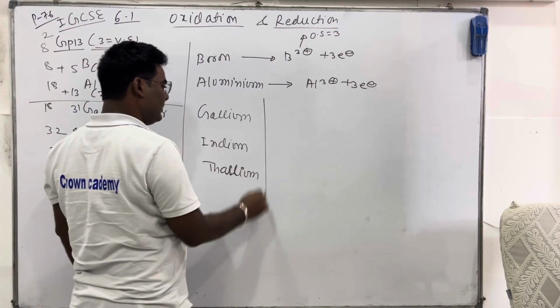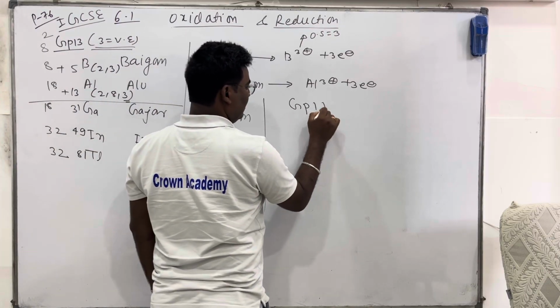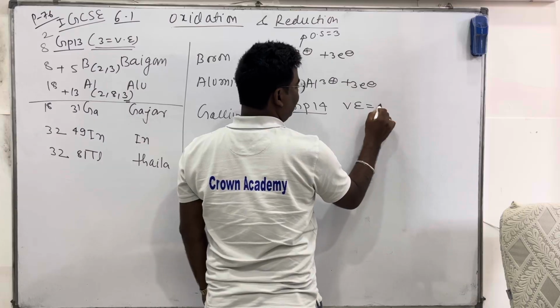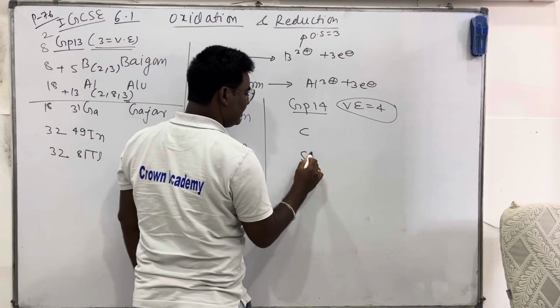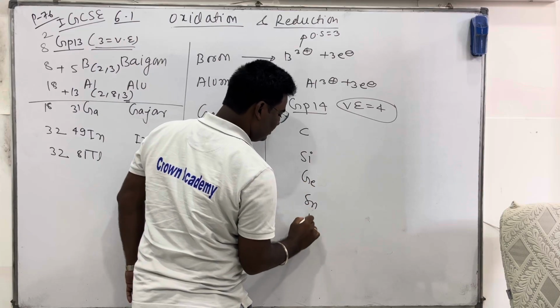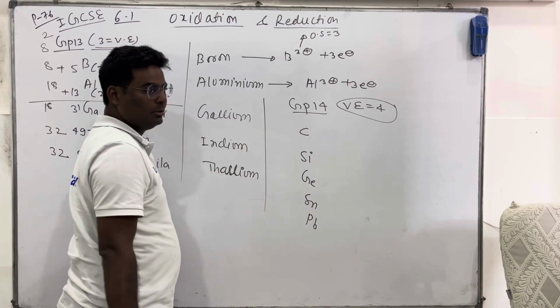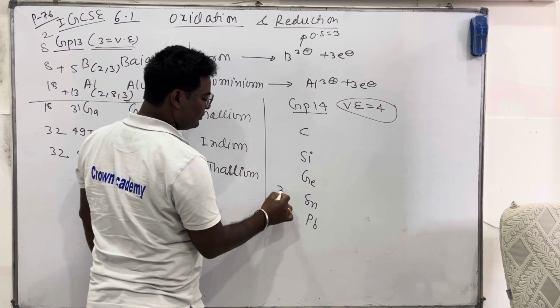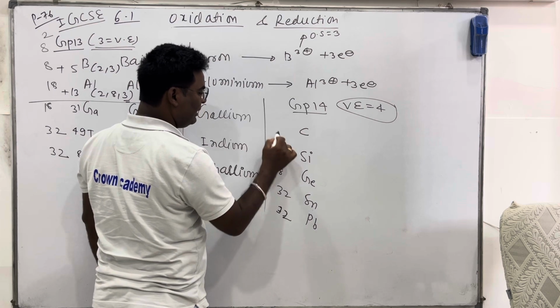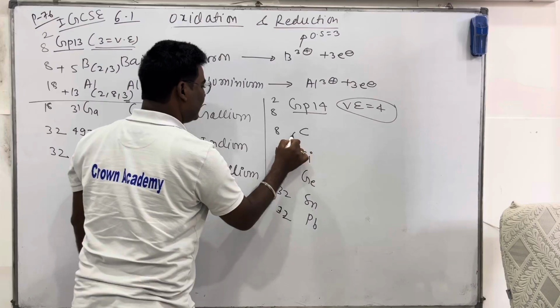So next group is 14. So its valence electron is 4. Understood? So follow the same pattern: 32, 18, 18, 8, 8, 2.